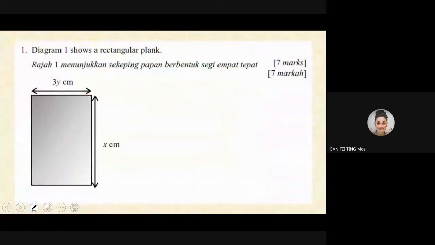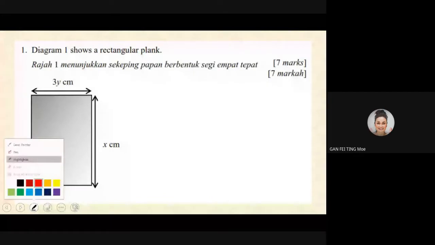Now, the question of your paper, question number 1. Diagram 1 shows a rectangular plank, okay? And then, menunjukkan sekeping papan berbentuk segi 4 tepat. How many marks here? 7 marks. 7 marks means what?